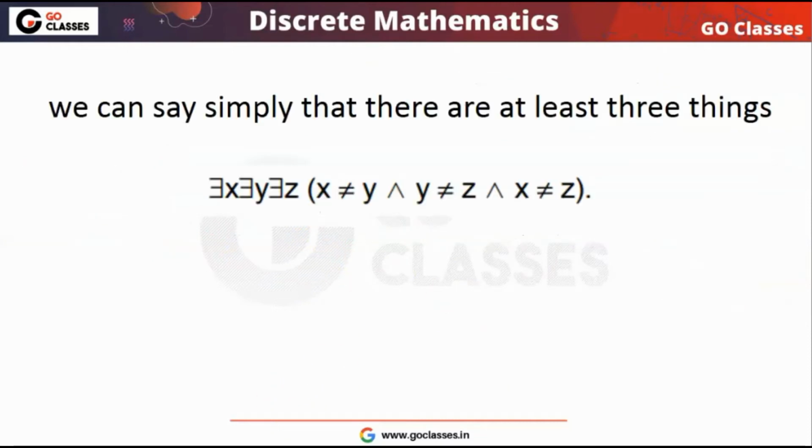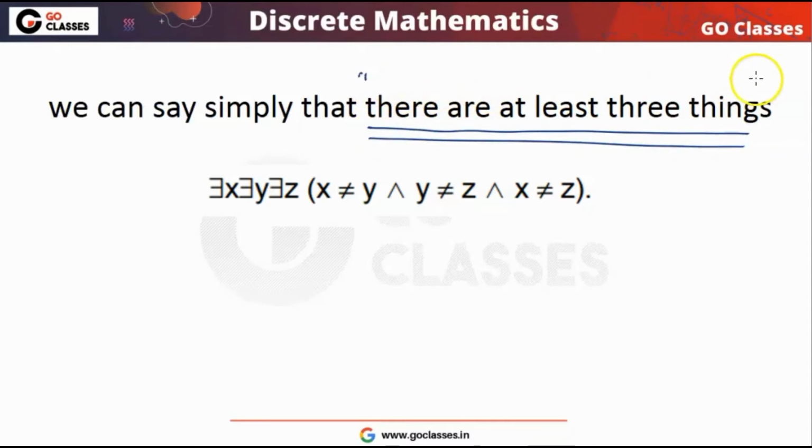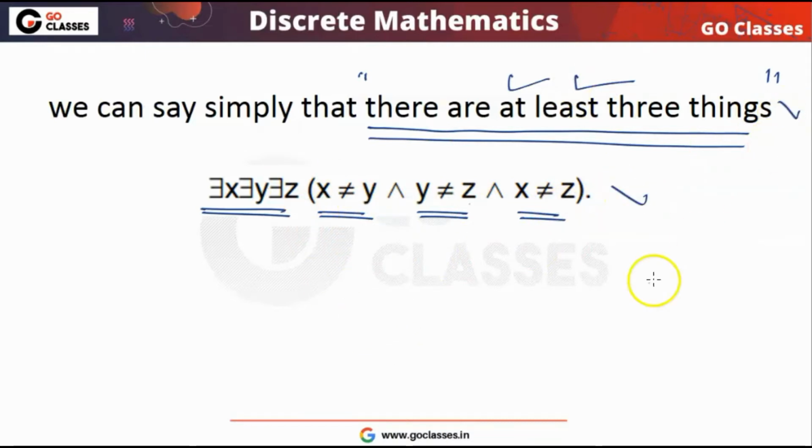Let's see. If we simply want to say that there are at least 3 things in the domain, how can we say this? Very simple. There exists x, there exists y, there exists z such that x is not equal to y, y is not equal to z and x is not equal to z. Very simple. We want at least 3 things, which means all 3 things must be different. Okay. So this is how we can write this English statement as a mathematical expression.